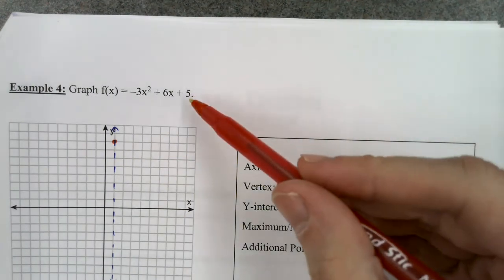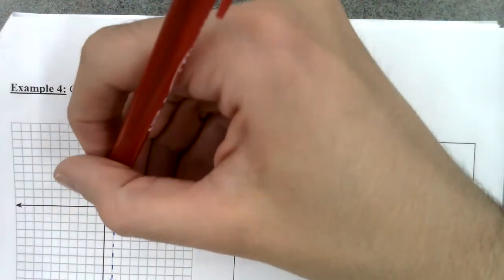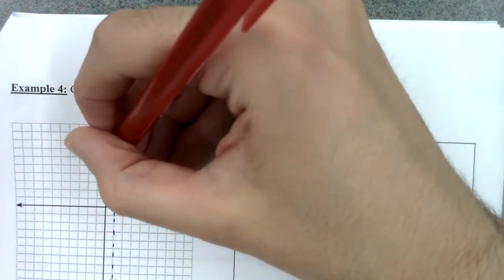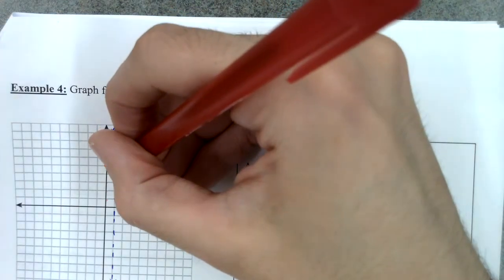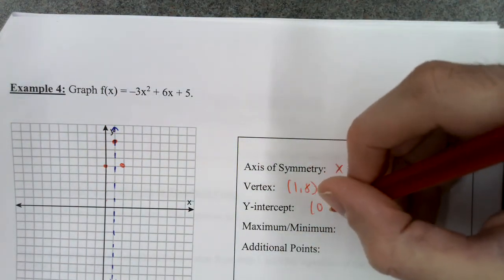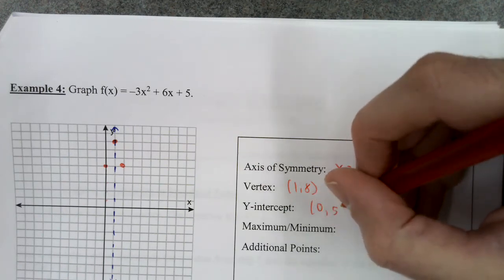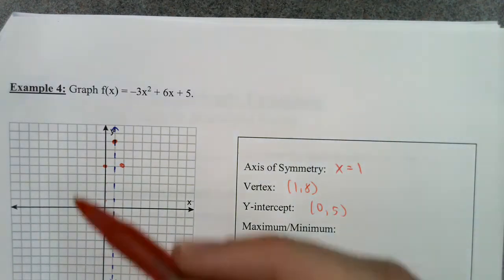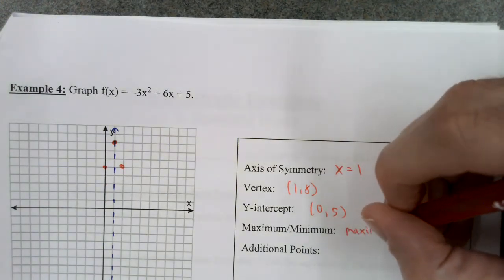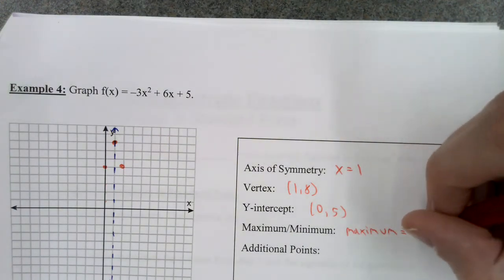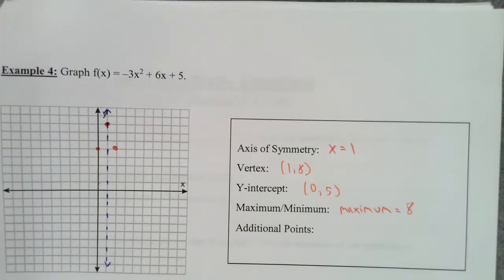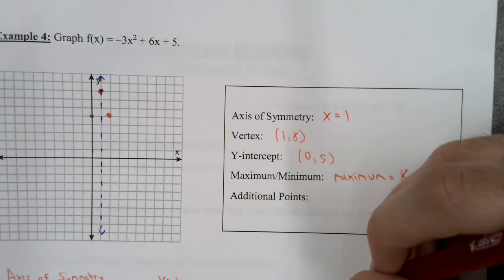The y-intercept is that number, so 5. 1, 2, 3, 4, 5. Reflect that across the axis of symmetry, and it brings you right there. Let's label that. This one has a maximum because the graph is opening down, and the maximum is always the y value of the vertex, so in this case it's 8. And let's get some additional points.